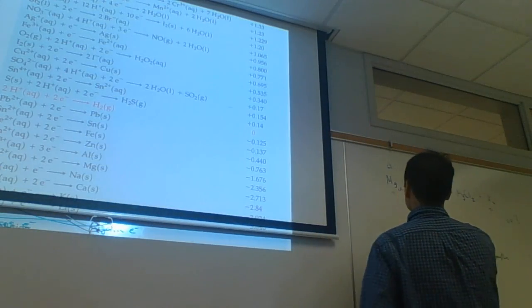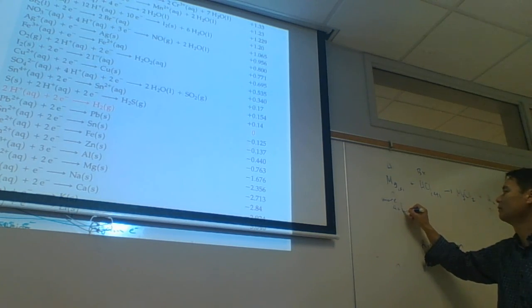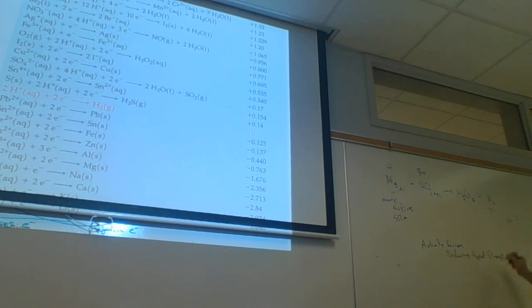Okay, so in the parlance of single replacement, we call this more active. More active just means a stronger RA. And then this goes to less active. Less active means a weaker RA.